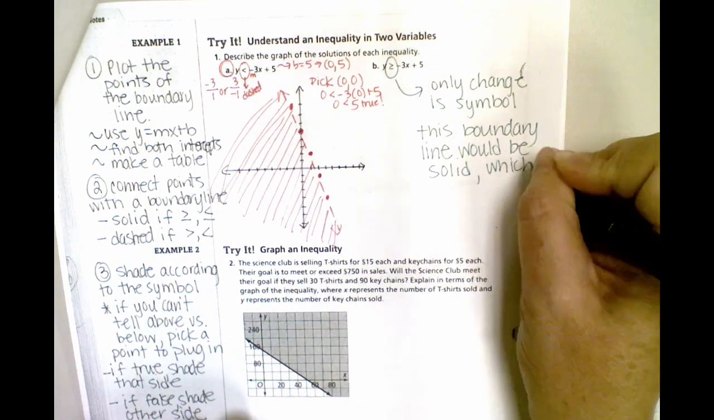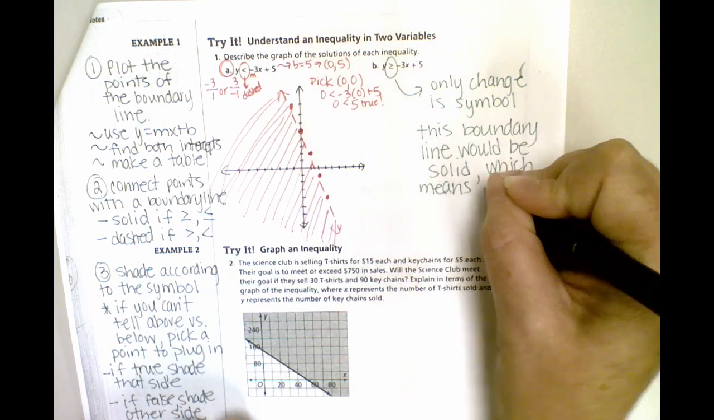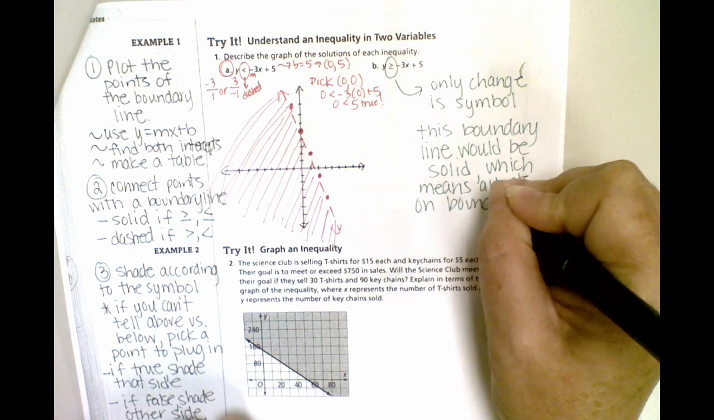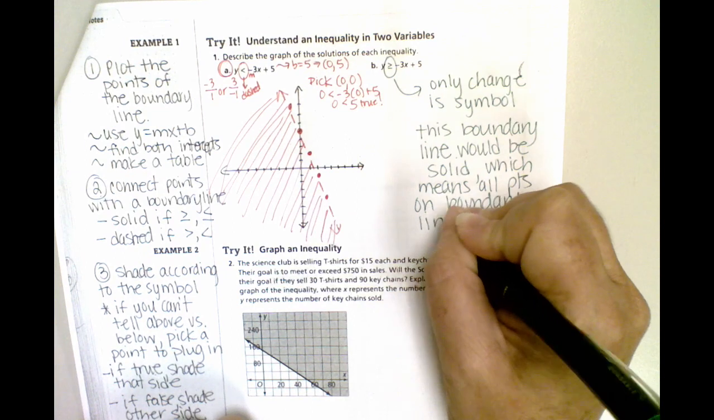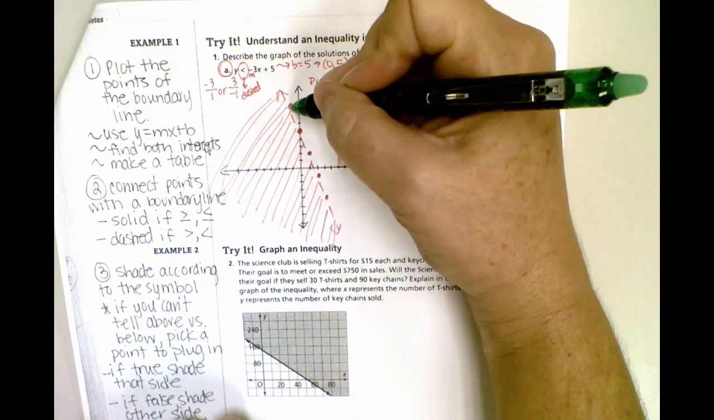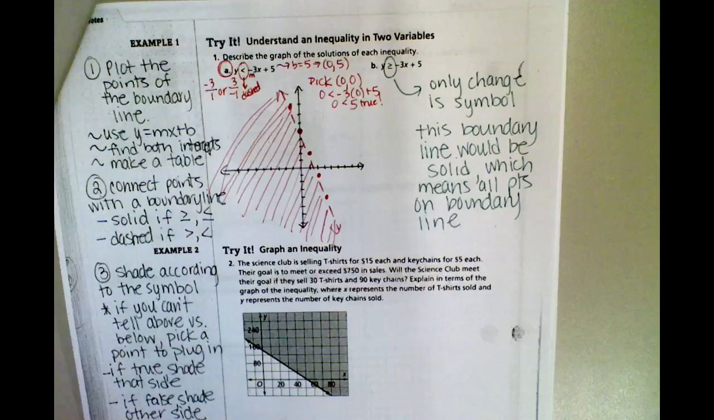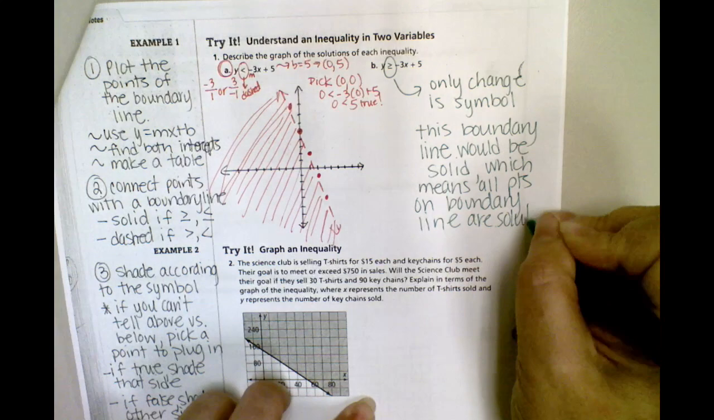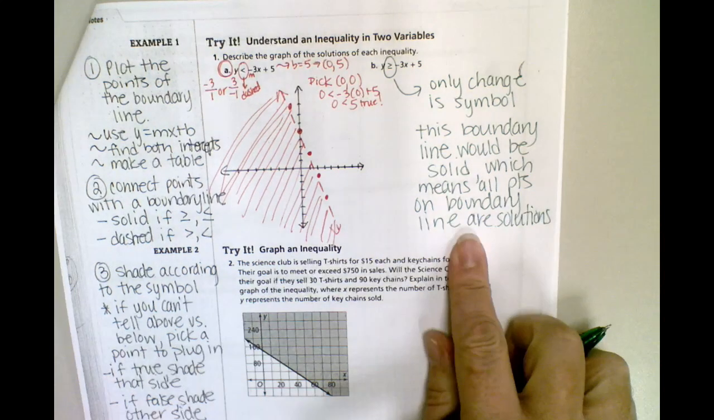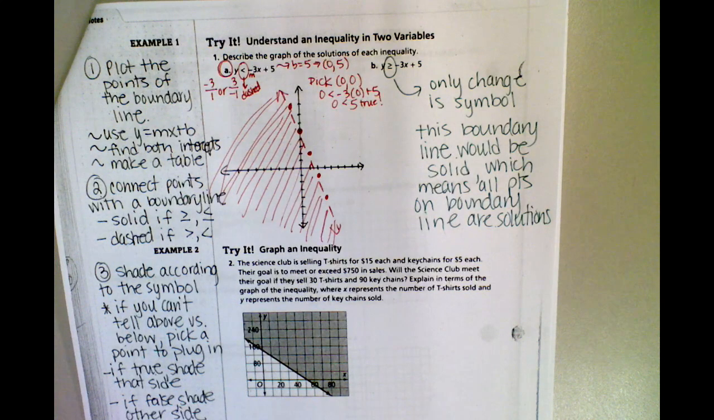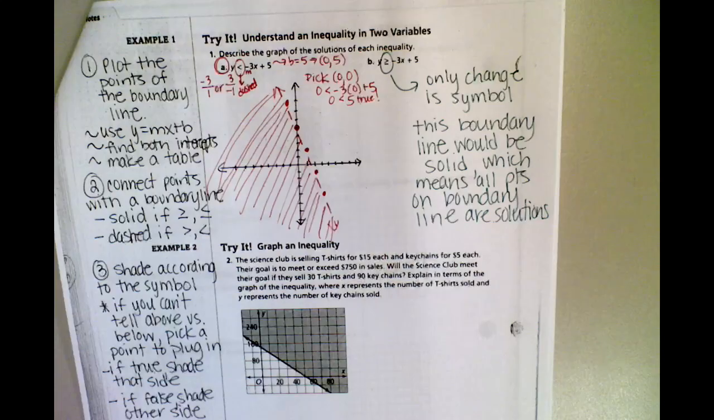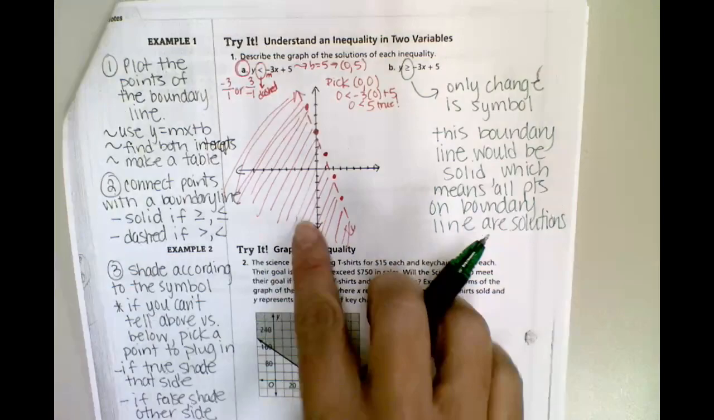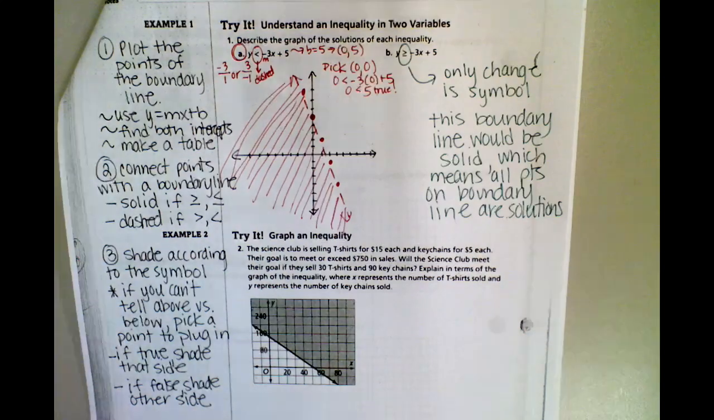Which means all points on the boundary line would be solutions. So if it is a dashed boundary, the points that we plotted in step 1 are not solutions. If it's a solid boundary line, like we would have in B, then they are solutions. So solid means points on the boundary line are solutions. All right, so now you know how to graph an inequality yourself.